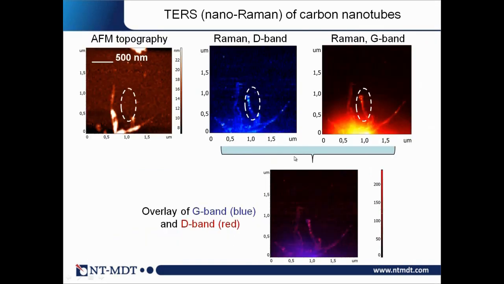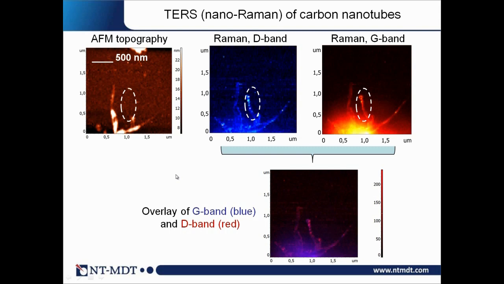And now I'd like to show you some more intriguing data. This is again carbon nanotubes. This is AFM topography, Raman D band, Raman G band. It's interesting to see that in some areas we don't actually observe nanotubes in topography, but we very brightly observe them on the Raman maps. This is the corresponding overlay of G and D band.